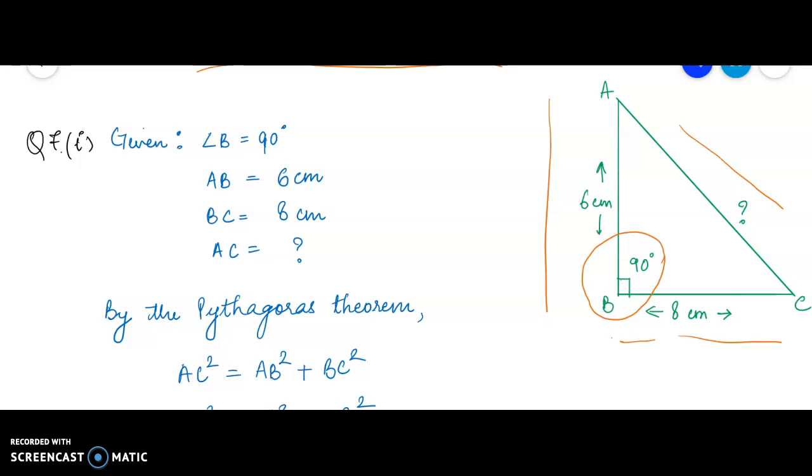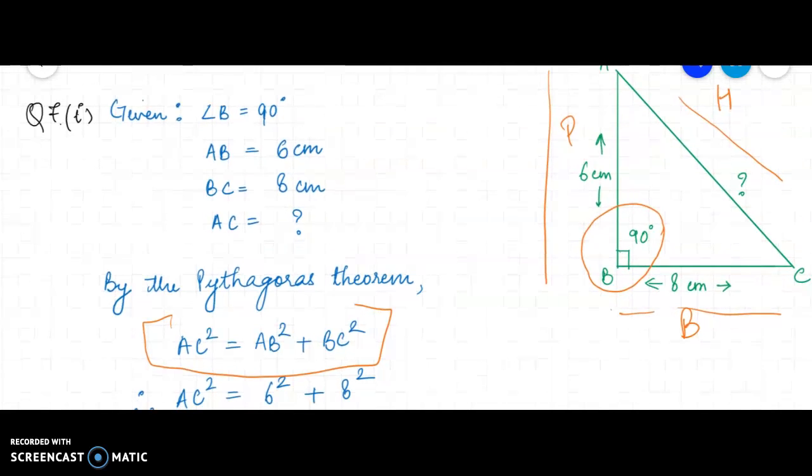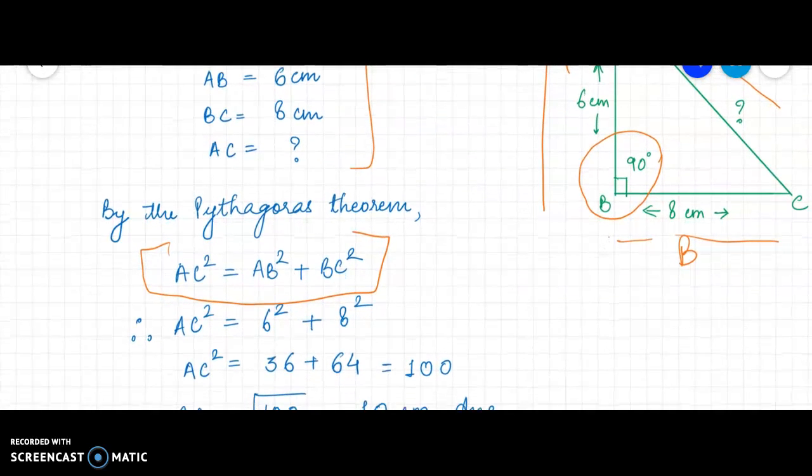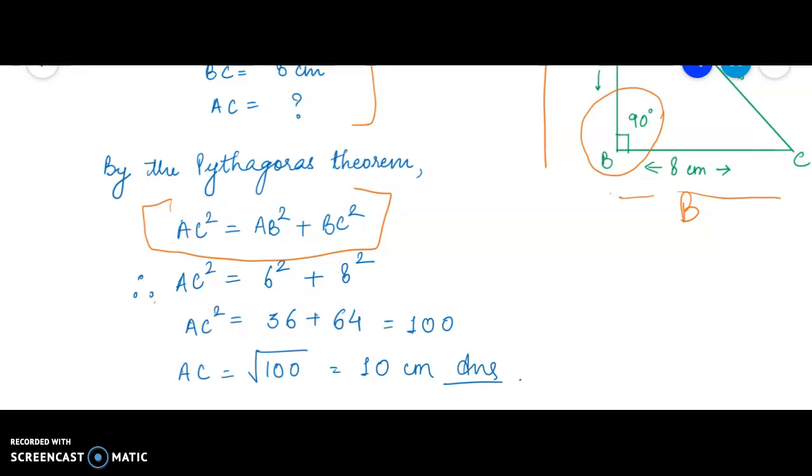Now by Pythagoras theorem, you know that AC square is equal to AB square plus BC square. This is the hypotenuse, so you may say that hypotenuse square is equal to perpendicular square plus base square. Now, the given detail I have written here, by Pythagoras theorem, this is the formula. Now, I can put the given values, and what I'll be left with is AC square is 6 square plus 8 square. Simply squaring 6 and 8 and adding them gives me 100.